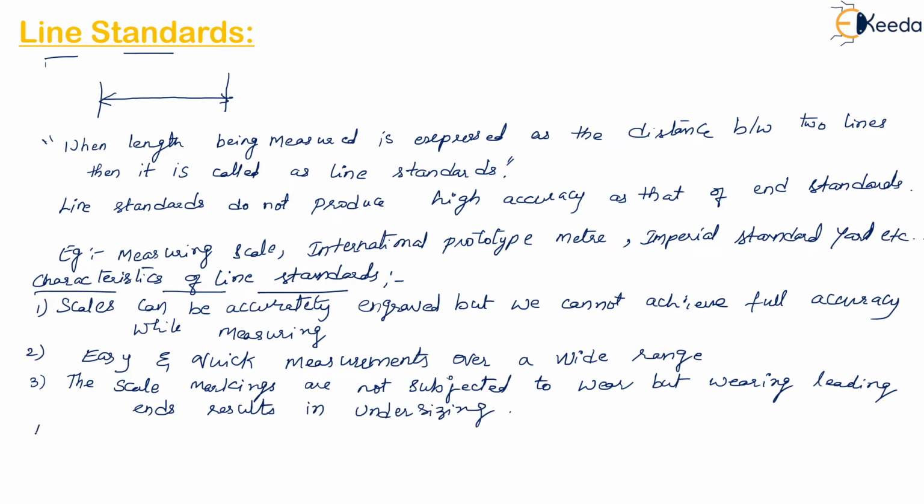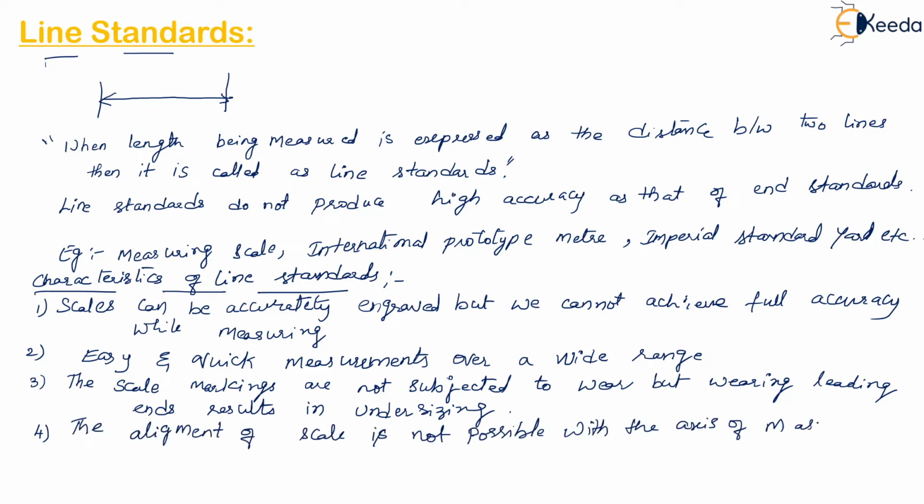The next characteristic is the scale alignment is not easy. The scale alignment with the axis of measurement is not possible. That is why it will result in undersizing, hence leading to undersizing.